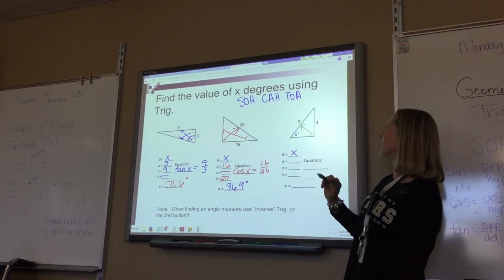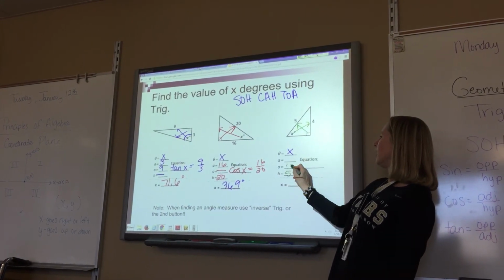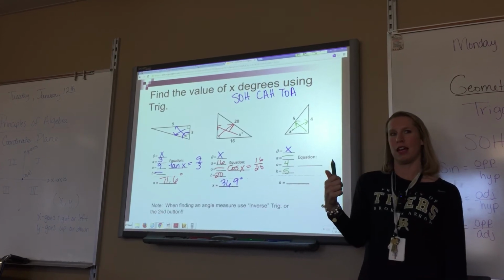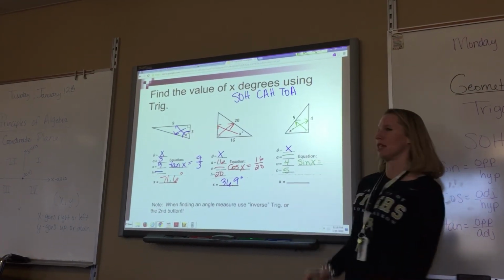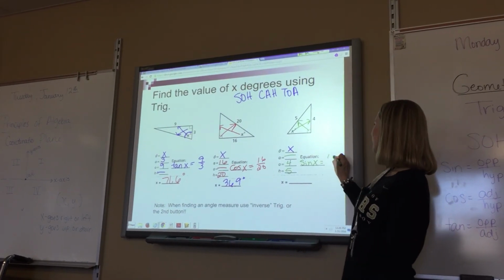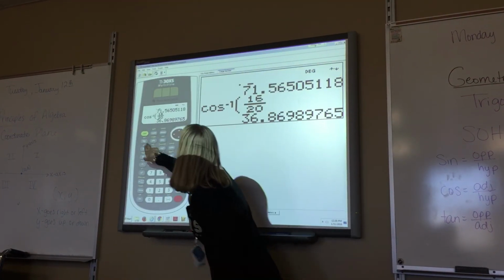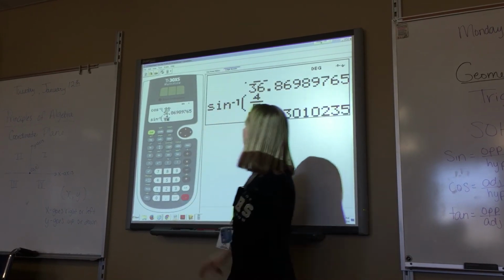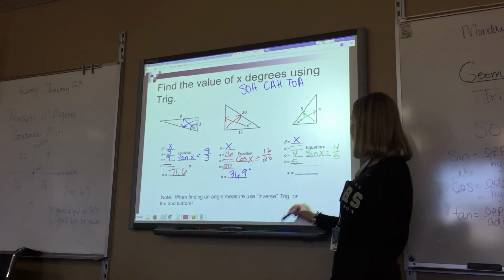What's my hypotenuse? 5. What's my opposite? 4. There is no adjacent, so what's the only one without an A? So sine x. Sounds like nasal spray. Sine x. And yes, it's 4 over 5. So you use the second button, second sine, 4 over 5. Hit enter, 53 degrees about.